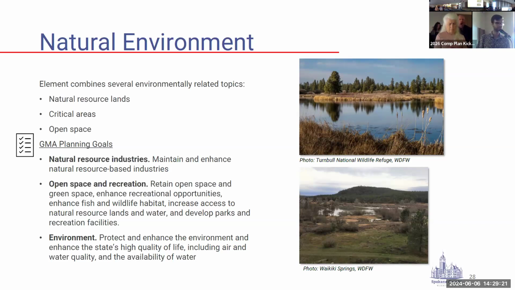We also have our open space and recreation. That's ensuring that we are protecting our wildlife and also our fish, and that's done by preserving open space, creating those wildlife corridors, but also developing parklands and recreational opportunities for the public as well. And then also we have the environment. That is ensuring that in Spokane County, we have clean air and clean water.